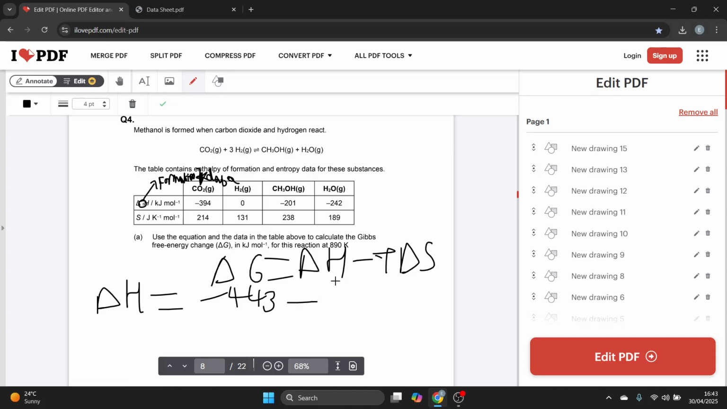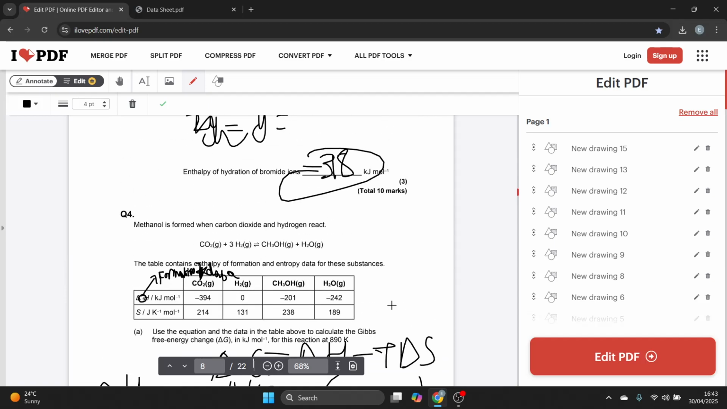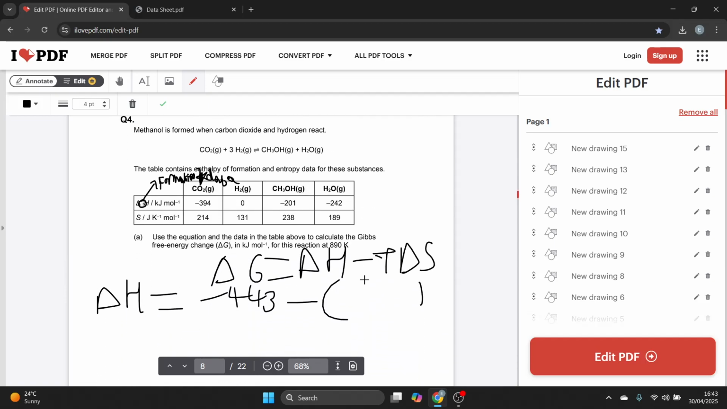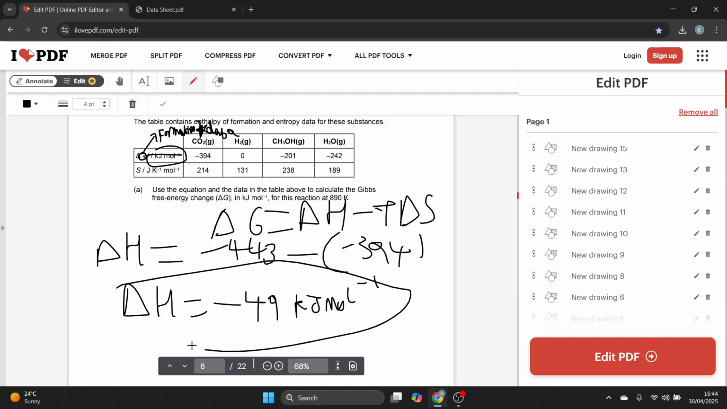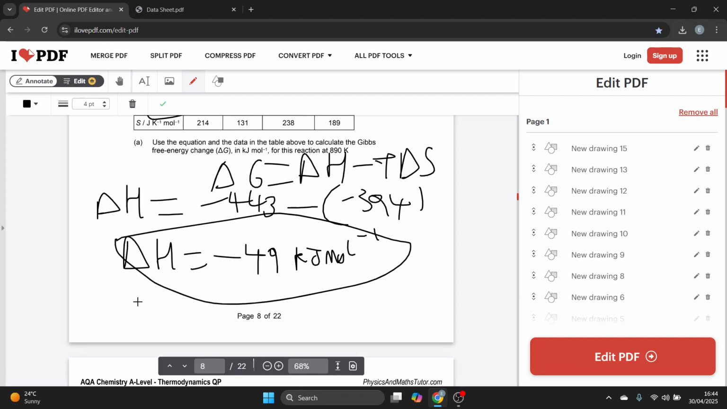But obviously in the exam, show every step of your working. It's 6 marks, so if you don't show your working, I don't think you're going to get that many marks. Minus CO2, minus 394. That's it, because hydrogen is 0. Delta H equals minus 443 minus 394, which is minus 49. And what is that in? That's in kilojoules per mole, kJ mol to the power minus 1. That's going to become very important later on, and I'll show you why. I think a lot of you probably already know.